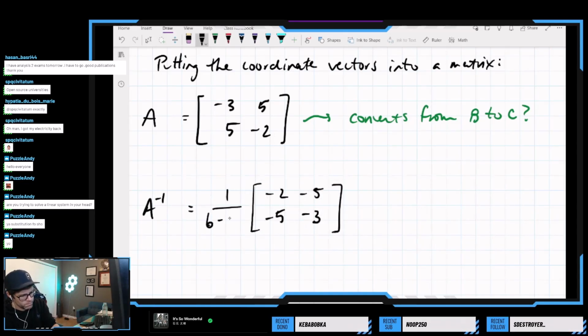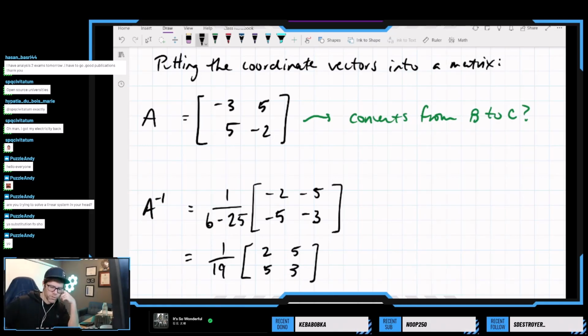So 6 minus 25. What is that? 6 minus 25. That's where the 19 comes from. Okay. I am just going to get rid of the negative sign, and we're going to make all of these numbers positive.